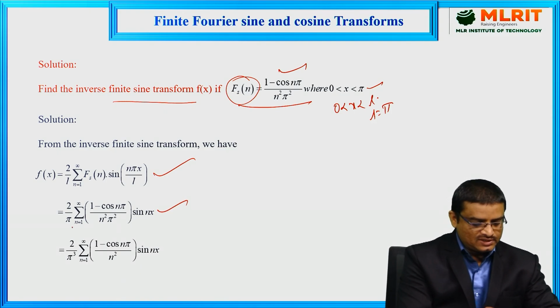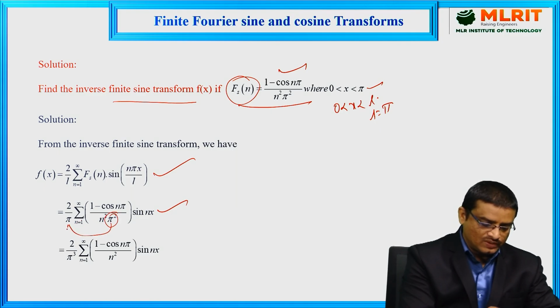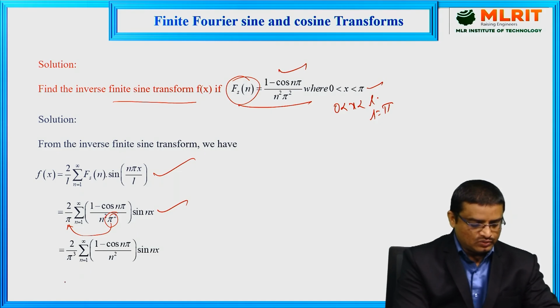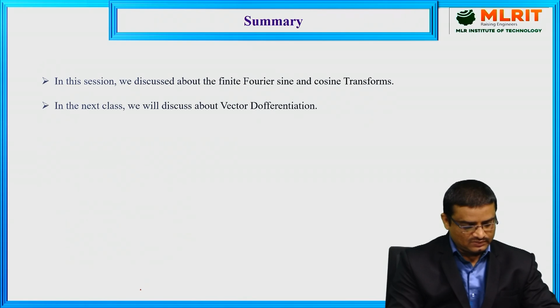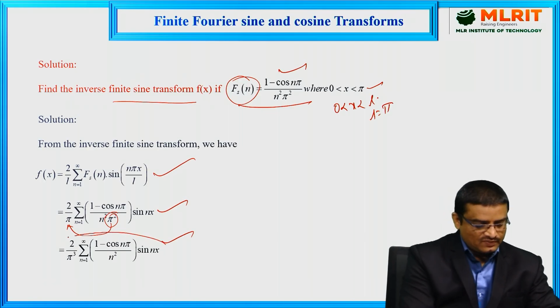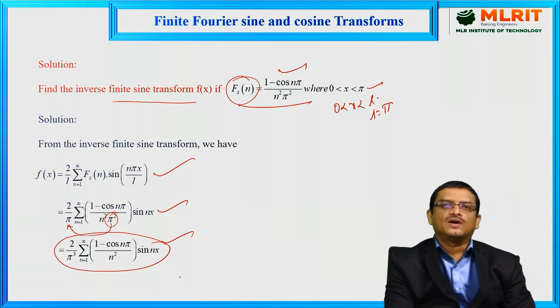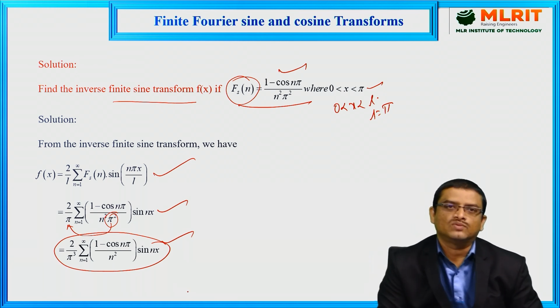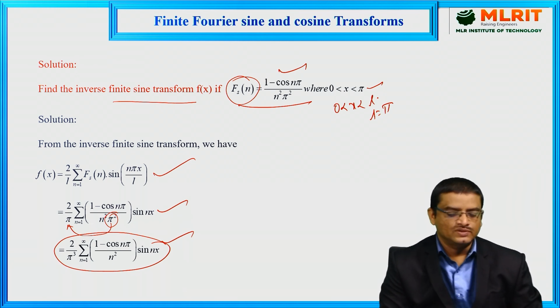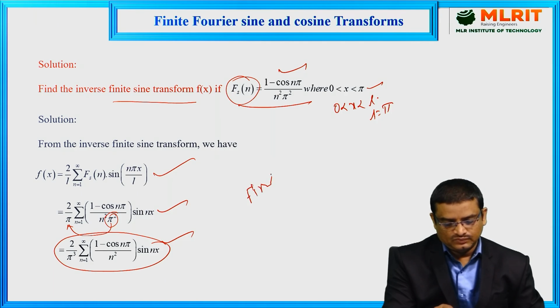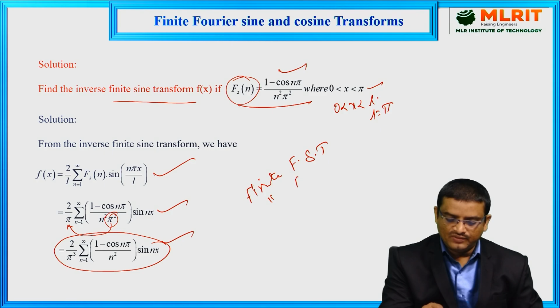Since our summation is over n, this π square becomes a constant, so we can take that π square outside. So you will get 2 by π cube, summation n is equal to 1 to infinity, this value here. So this is the way we can use these inverse formulas for both the finite sine and cosine transforms. In this we have seen the finite Fourier sine transform, the finite Fourier cosine transform, and their inverse formulas.